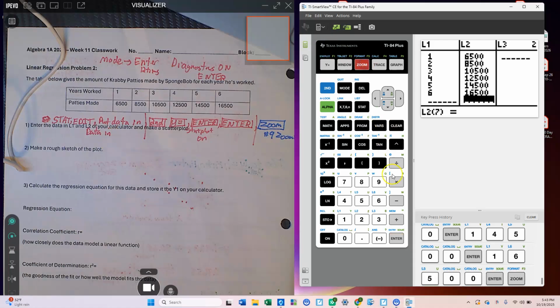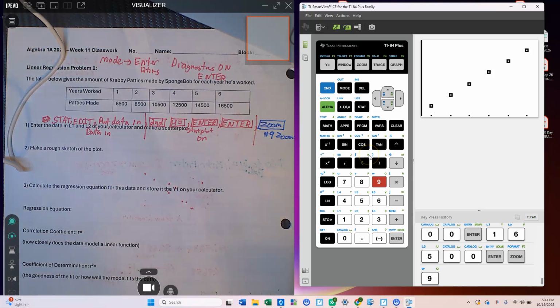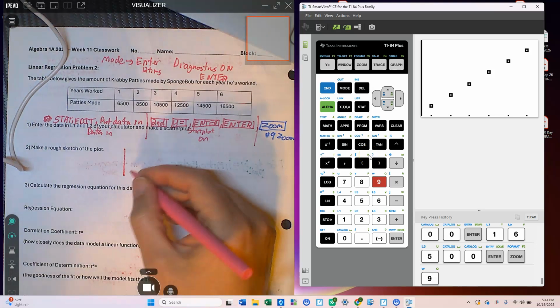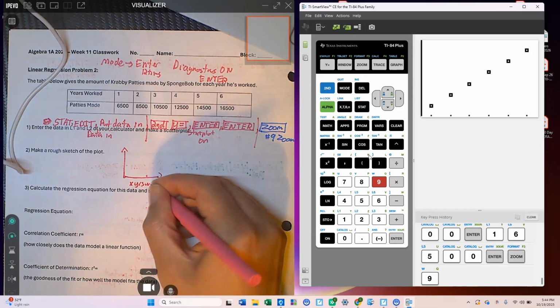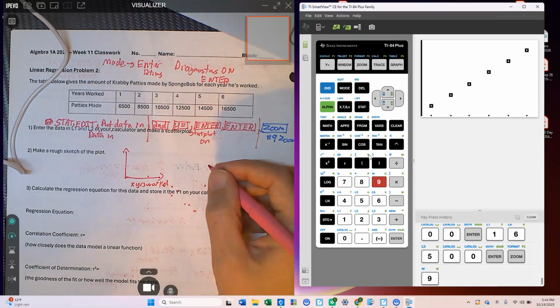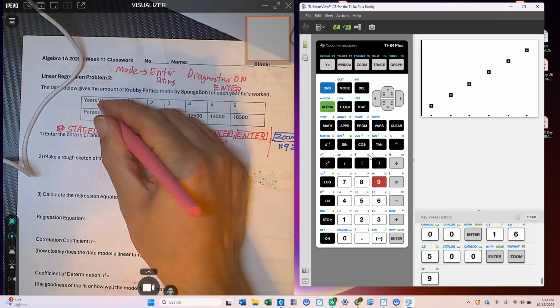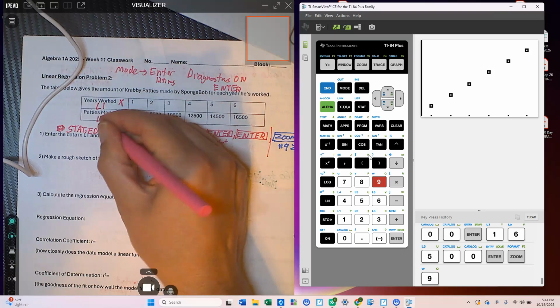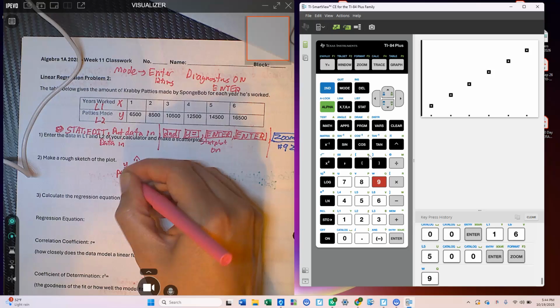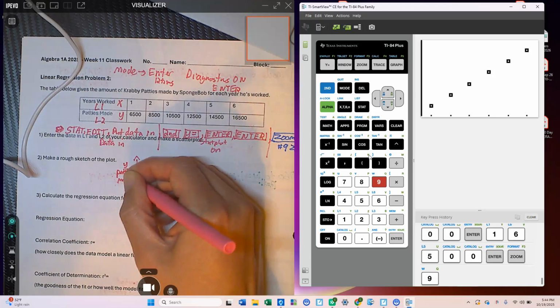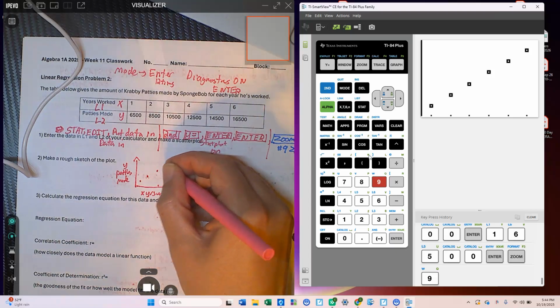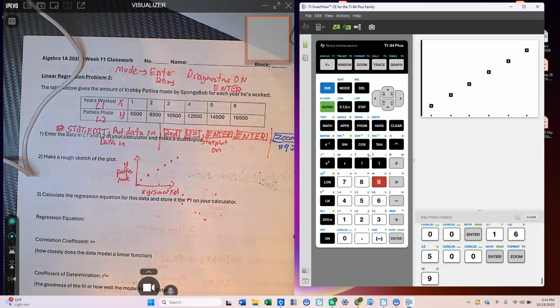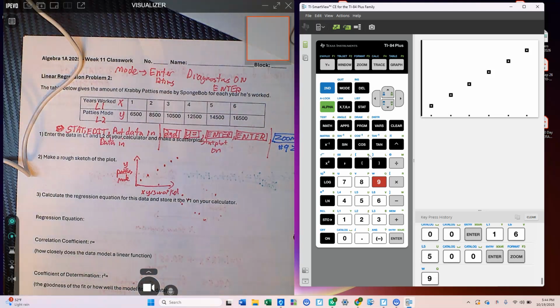Now we just go zoom 9. Almost perfectly. This R is going to be almost 1. X is yours worked. This almost looks perfectly linear. I bet this R is going to be 1. We'll find out. Okay.